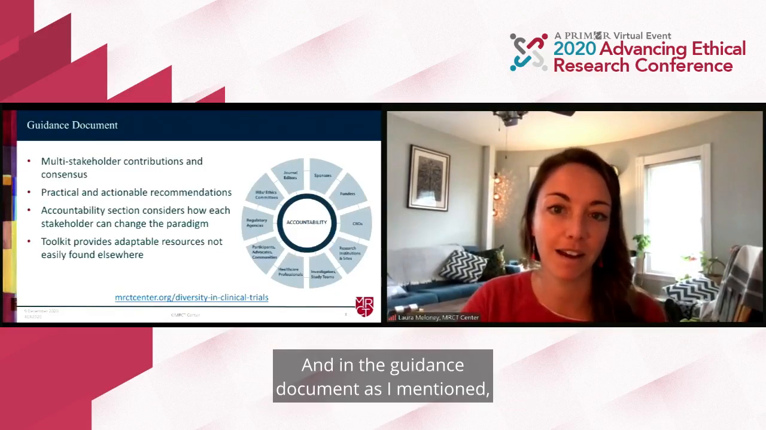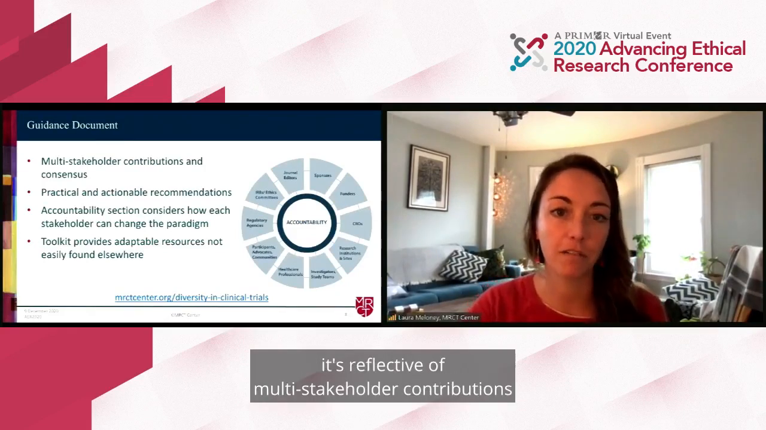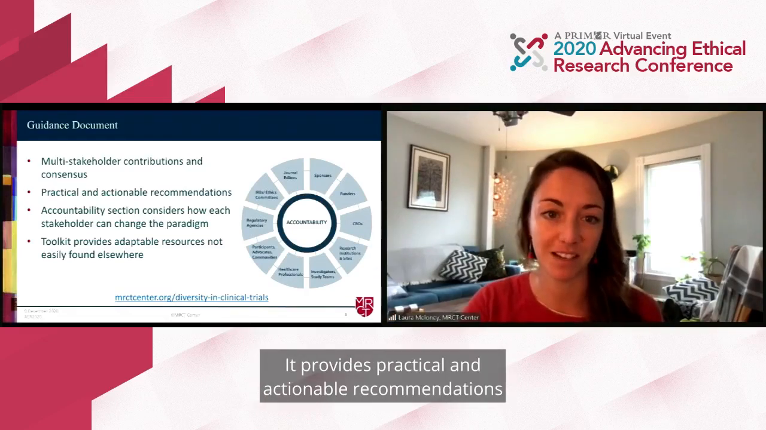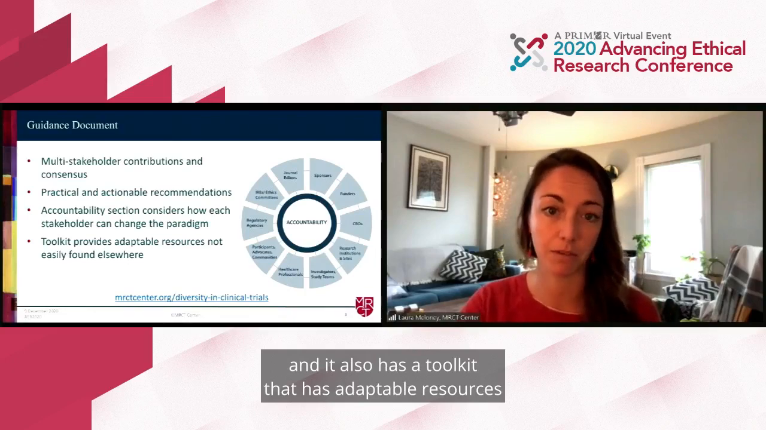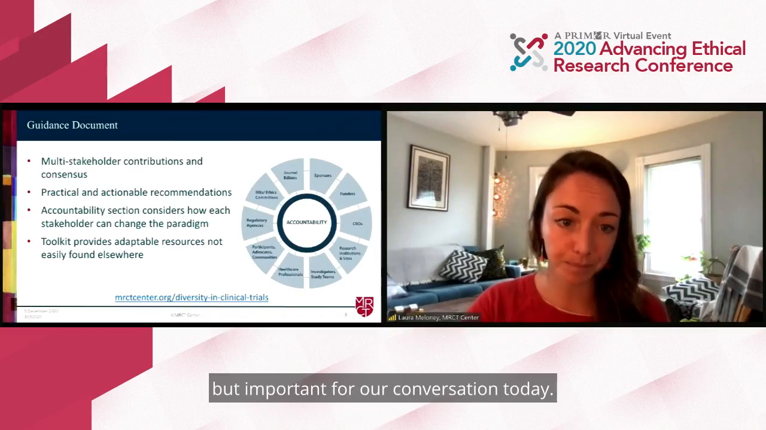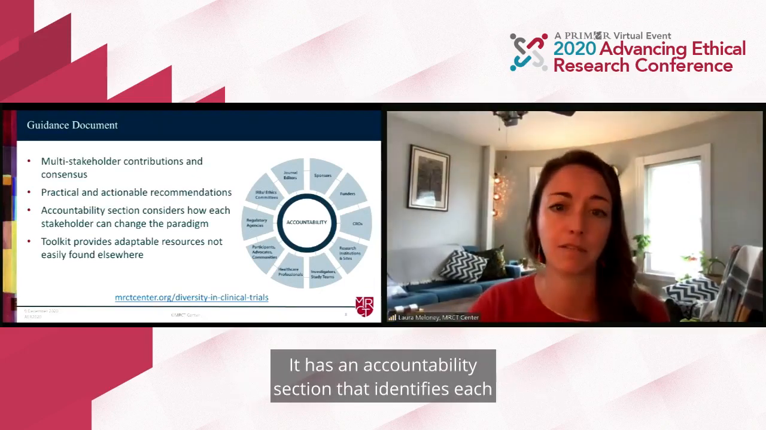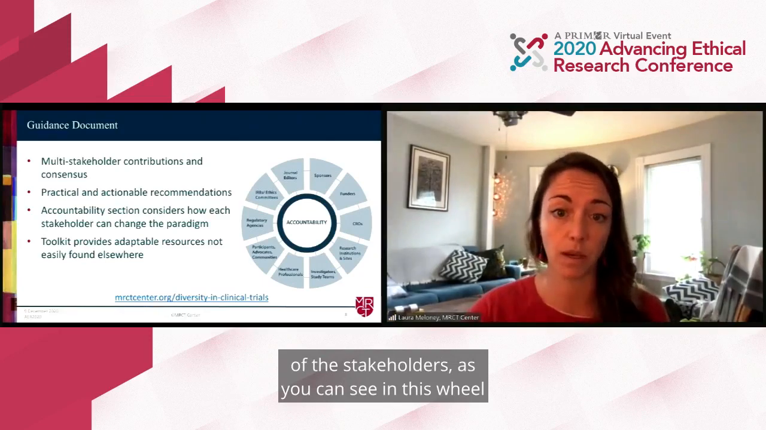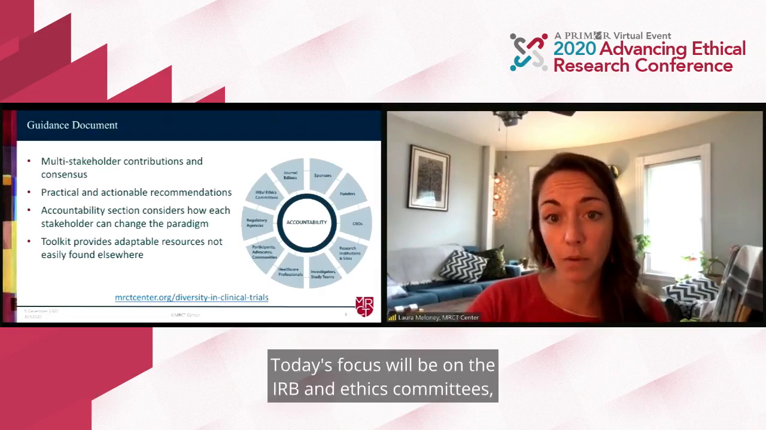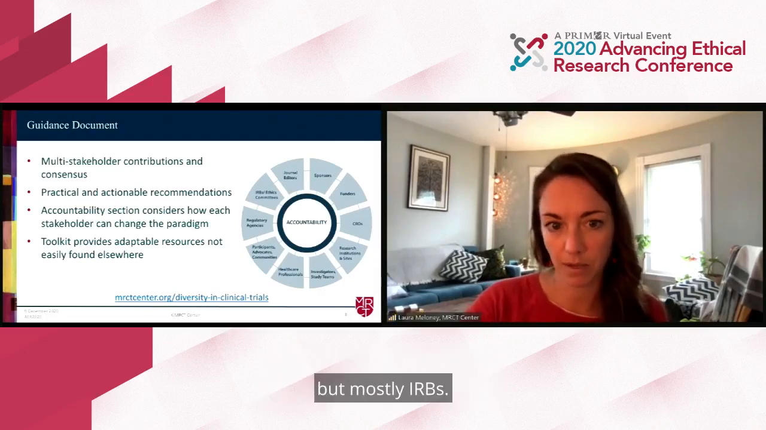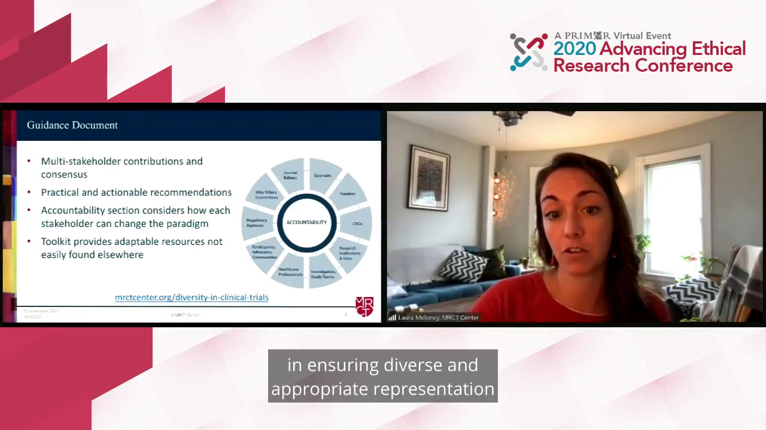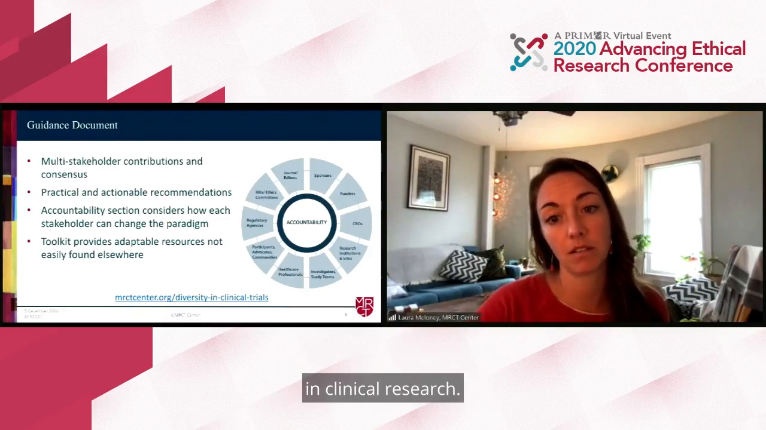And the guidance document, as I mentioned, is reflective of multi-stakeholder contributions and consensus. It provides practical and actionable recommendations, and it also has a toolkit that has adaptable resources that are not easily found elsewhere. But important for our conversation today, it has an accountability section that identifies each of the stakeholders, as you can see in this wheel, and how they can make change to this paradigm. Today's focus will be on the IRB and ethics committees, but mostly IRBs. And we will now discuss how they have responsibility in ensuring diverse and appropriate representation in clinical research.